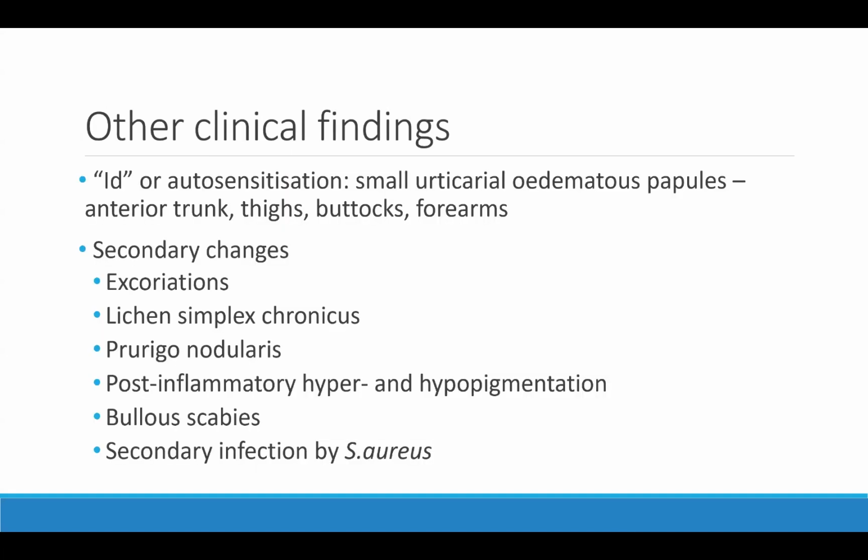Other clinical findings in scabies include id reaction or autosensitization, in which patients have small urticarial edematous papules, usually on the anterior trunk, thigh, buttocks, and forearms. Secondary changes range from excoriations, lichen simplex chronicus, prurigo nodularis, post-inflammatory hyper- and hypopigmentation, bullous scabies, and secondary infection with Staph aureus.